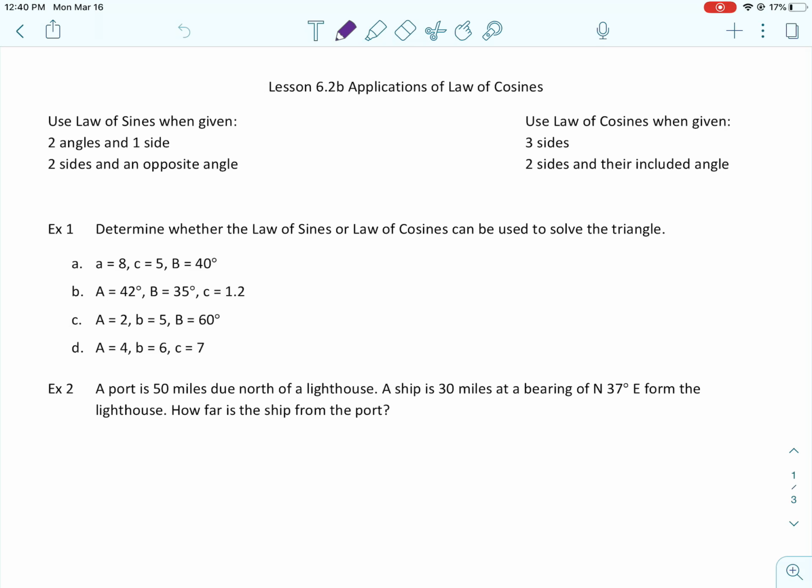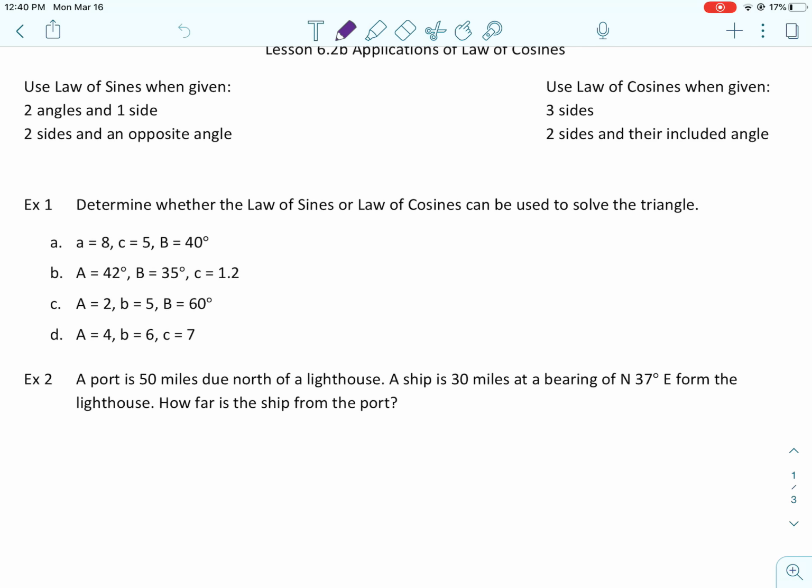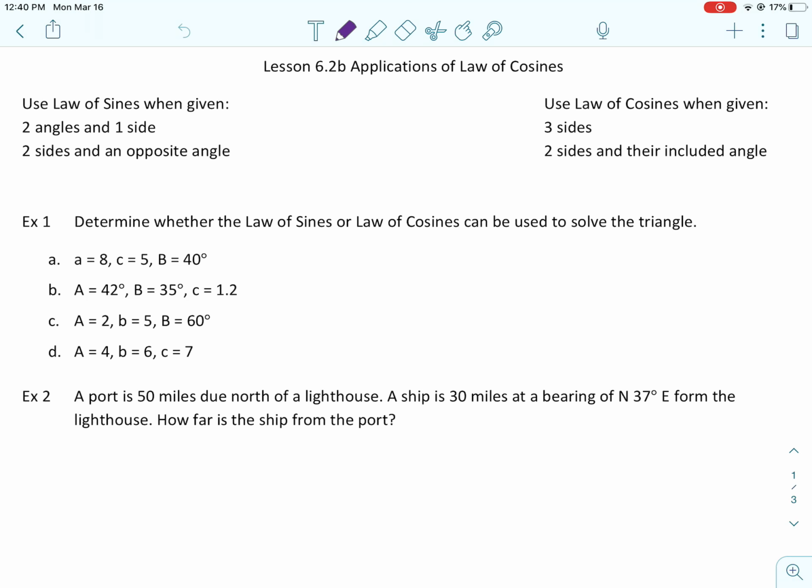All right, this is the last lesson for the first week of school being closed. So this is going to finish up the law of cosines and just a quick little review of law of sines. So we are going to have to start being able to determine when you do which law. And so just to reiterate, if you are given two angles and one side, that's going to be law of sines. Two angles and the opposite side is also going to be law of sines.